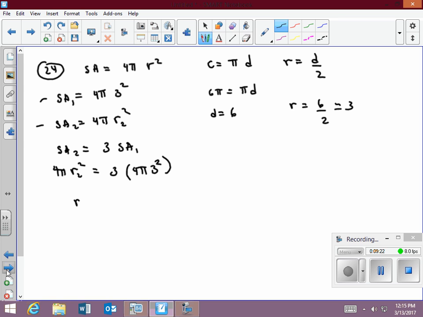So r2 squared is going to be 4 pi 3 squared over 4 pi. These go out. R2 squared is, this is a square, so this is 3 cubed. So R2 is the square root of 3 cubed. And that's 3 times the square root of 3.